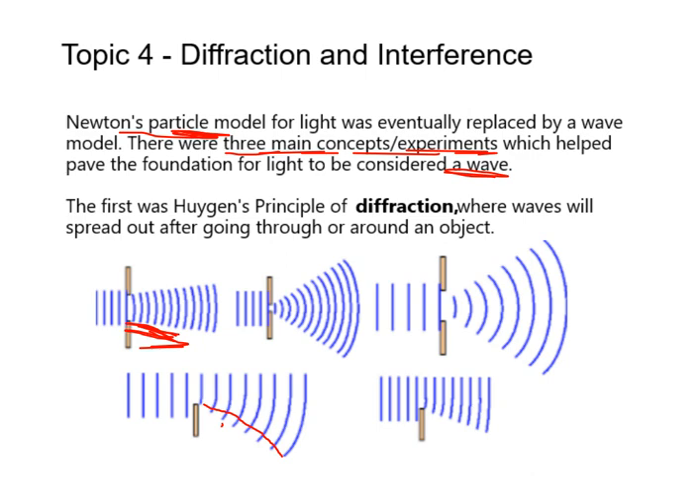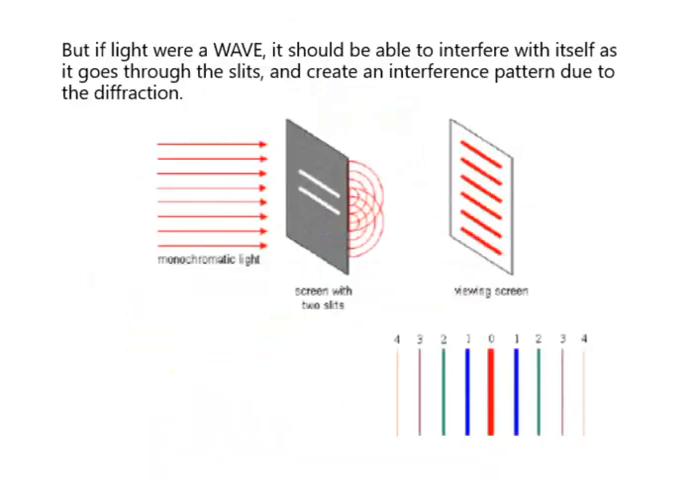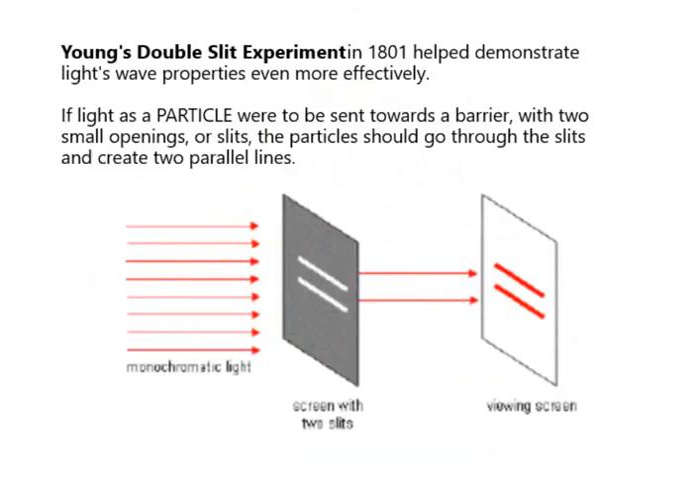So the first one was this Huygens principle of diffraction. Light goes around corners. This next one is very influential. This experiment here you guys need to know about. It's called Young's double slit experiment, and we're going to replicate it on Thursday. I'm even going to show you it today a little bit.